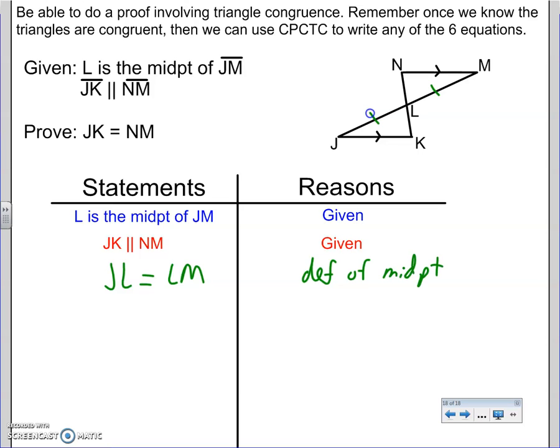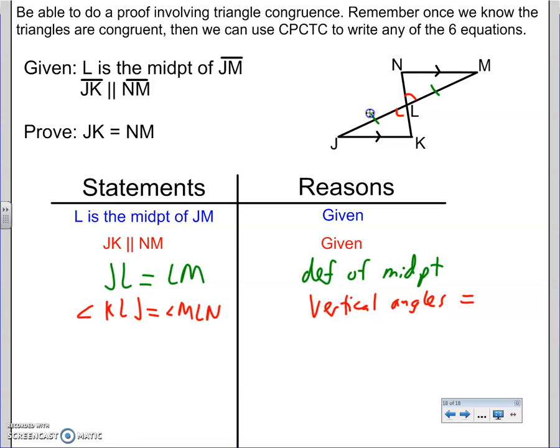All right, what else can I do? Well, look, there's a hidden given. I can say these angles are equal. So we can say angle, what is that? KLJ is congruent or equal to angle MLN. That is the vertical angles are equal. Vertical angles are congruent. I'd say vertical angles are congruent or equal.